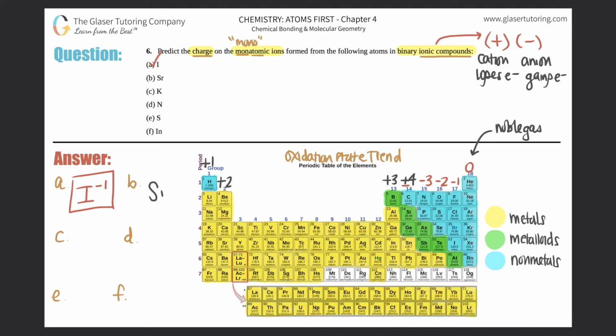Sr, strontium. Sr is over here. It has 38 electrons. It wants to be a noble gas, and the easiest noble gas it would want to be is krypton, because krypton has 36. And that's why it loses 2 electrons, because 38 minus 2 turns into 36. So strontium would be a +2. And it doesn't matter whether you say +2 or 2 plus. Either one is correct.